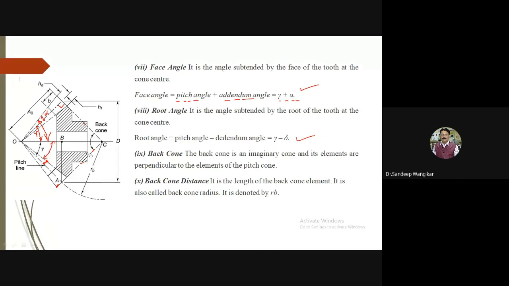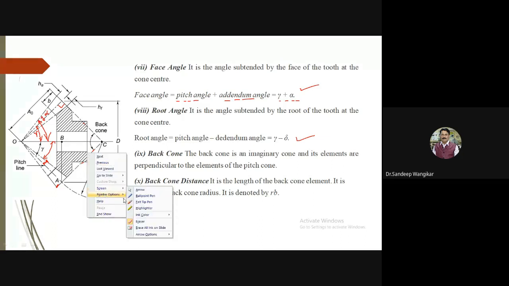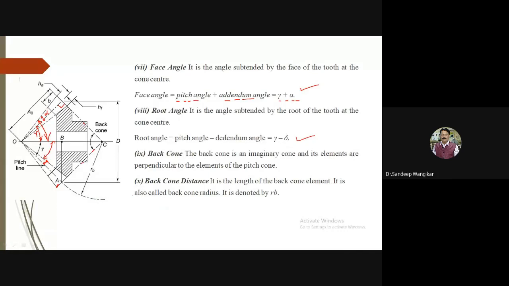Then back cone distance, very important. Back cone distance is the length of the back cone element. It is also called the back cone radius. So you can see AC. I will highlight here only point A to point C. Whatever the AC distance is, it is called the back cone distance. It is also called the back cone radius, and it is denoted by RB.